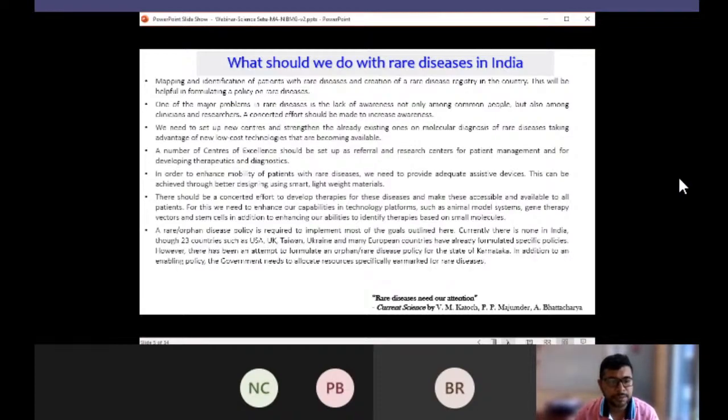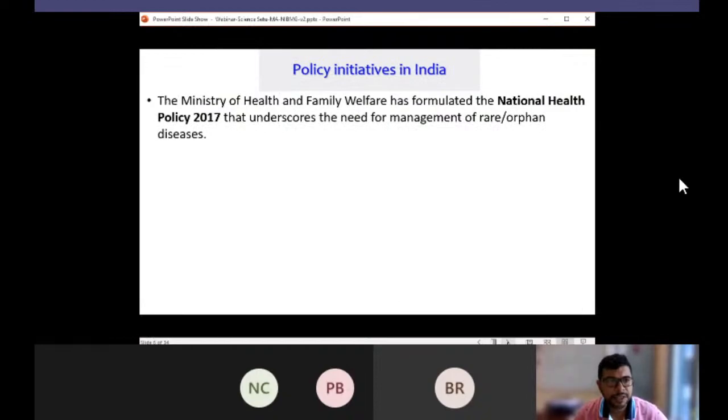A rare orphan disease policy is required to implement most of the goals outlined here. Currently, there is none in India, though 23 countries such as US, UK, Taiwan, Ukraine, and many European countries have already formulated specific policies. However, there has been an attempt to formulate an orphan rare disease policy for the state of Karnataka. In addition to an enabling policy, the government needs to allocate resources specifically earmarked for rare diseases. And patient advocacy groups should be part of development and implementation of the policy, and their suggestions should be sought at every stage. With that, the government has already taken some initiatives.